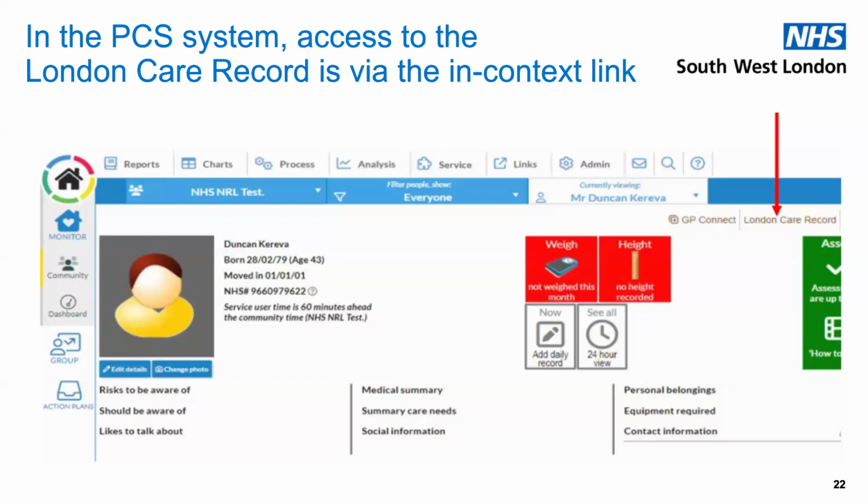In PCS, there will be an in-context link, which you can see on the top right. Only the residents that are loaded into each home's PCS system will be viewed. There's no search function, so they can't go and look at anyone else that they wish to. It's only the residents that are preloaded into their system, who they may update on a daily basis with their medical records. So the London Care Record is viewable through there, which keeps it secure, so they cannot just go and search for anyone. The next slide, please.